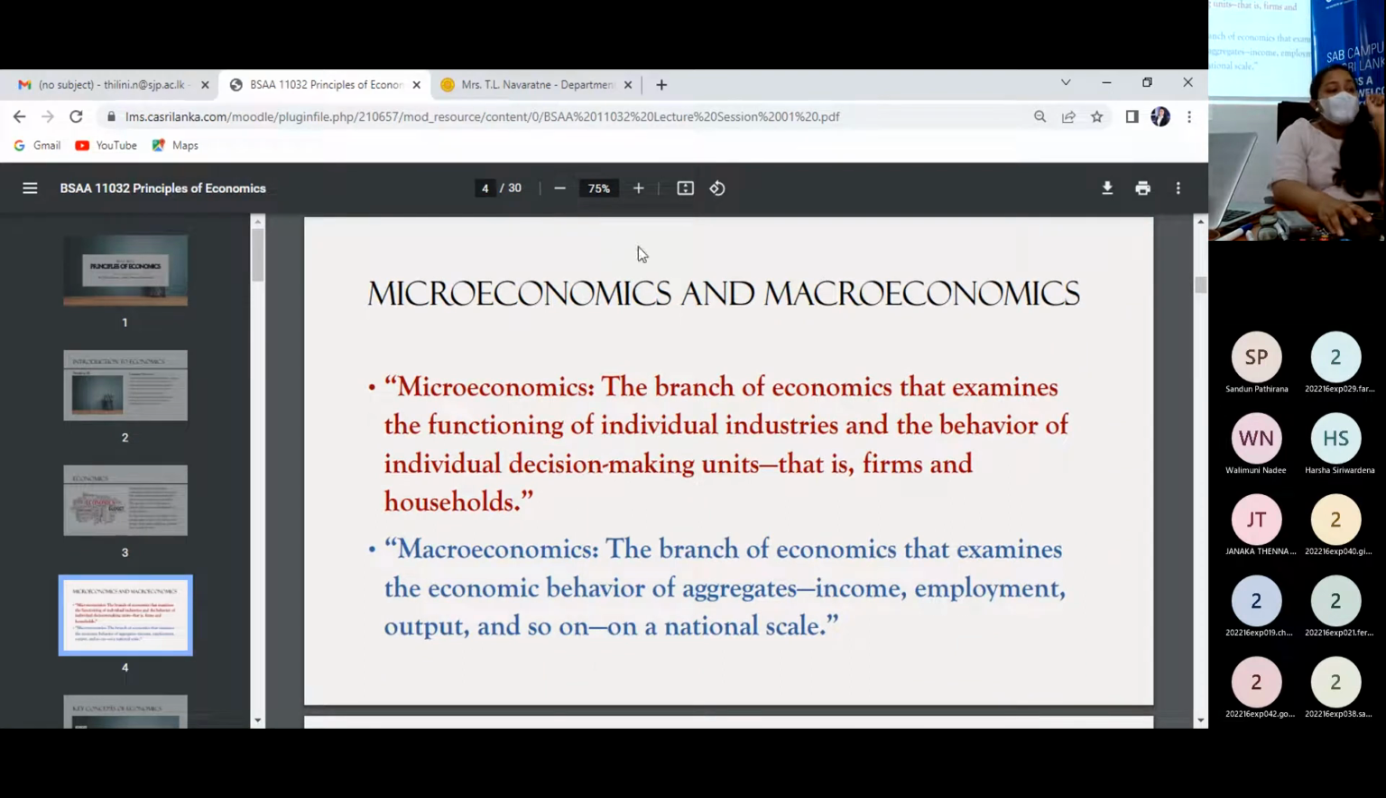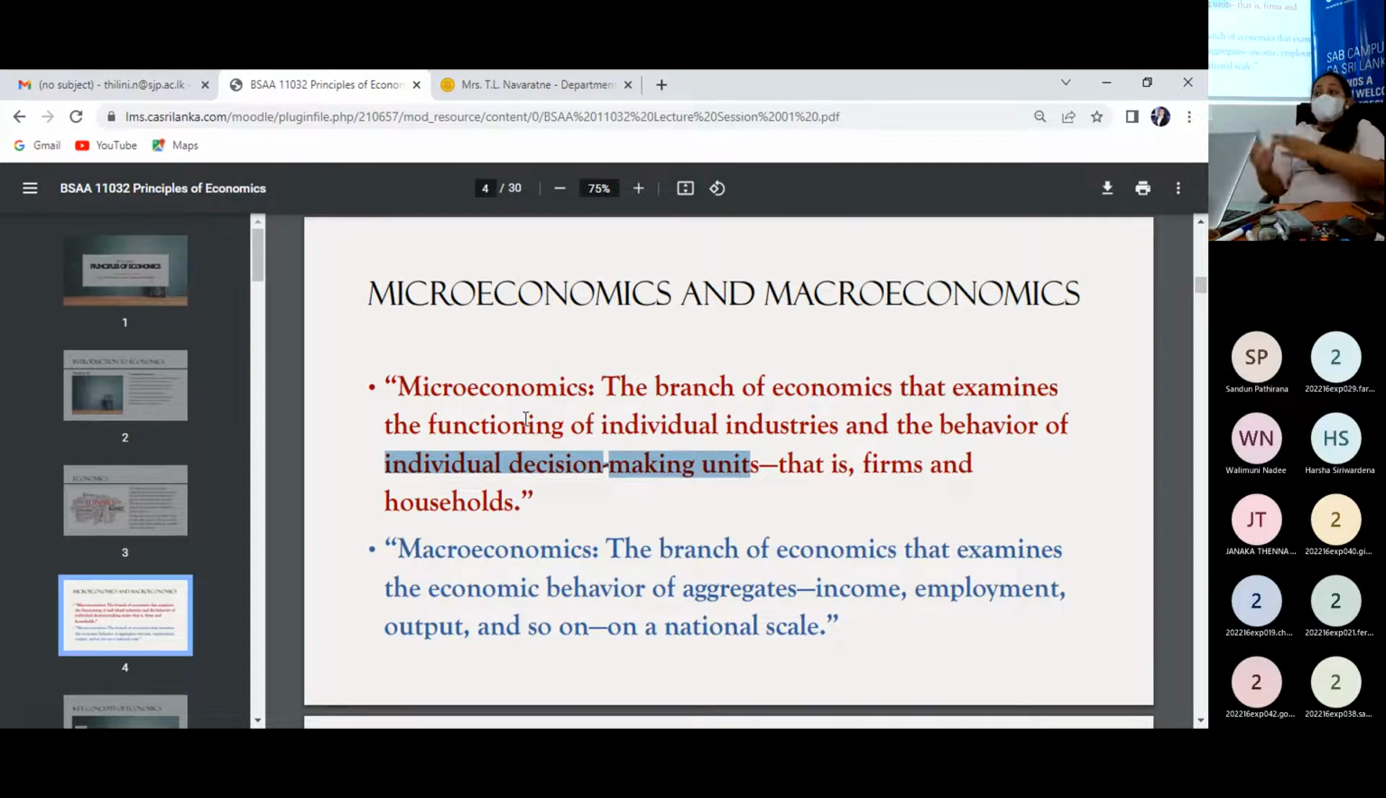Then you have to know the difference between micro and macro. Very easy. If you are looking at individual behavior, forget about industries. If you are looking at individual decision making units, it could be a person, a firm, or a household, then the decision making unit is only a firm, only an individual, only a particular household. Then we call that microeconomics.